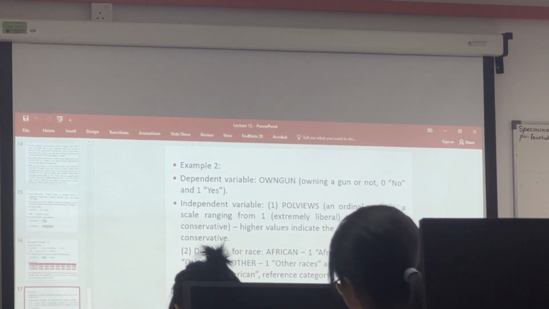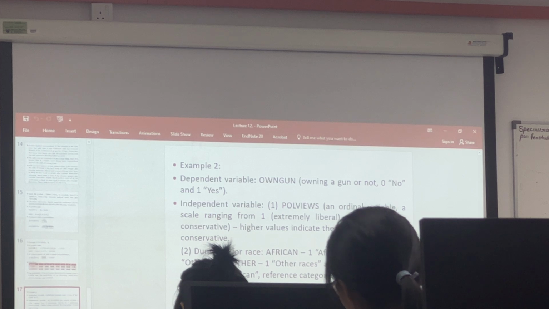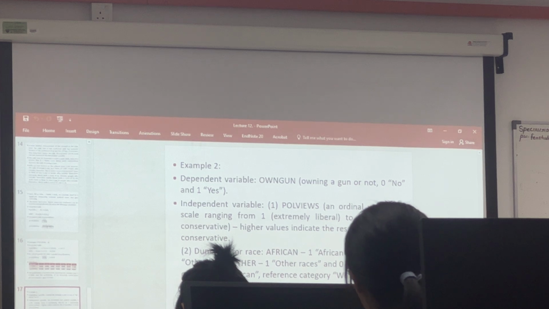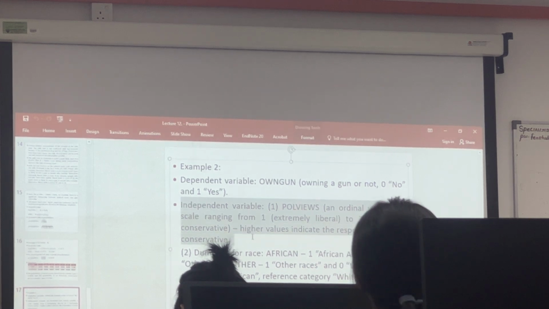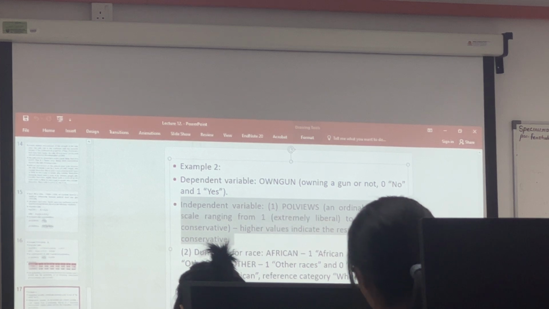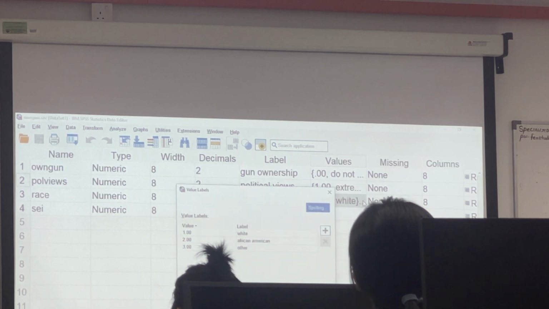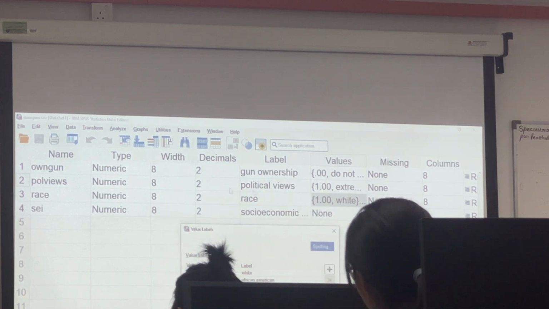Now another example. Let's say we add more variables. In addition to political views, we also add race. Political view is ordinal, so we can directly include it in our model. But if you have a categorical variable like race, we have 3 different categories. So let's say this is your original data.